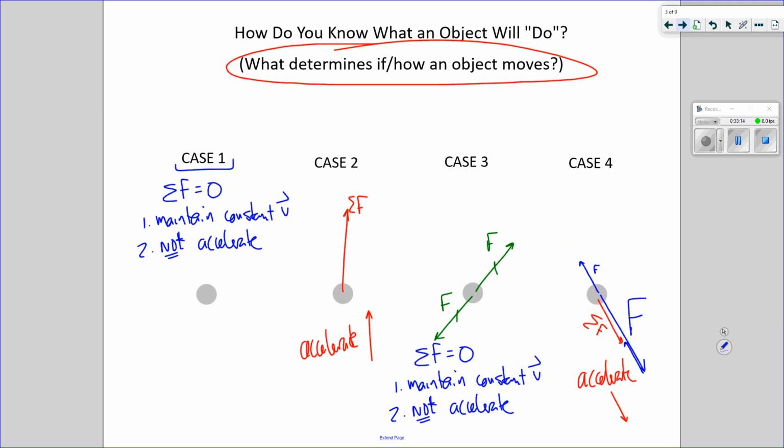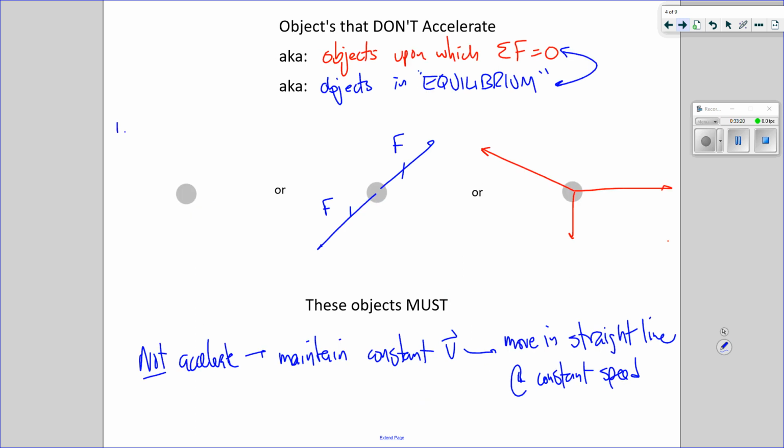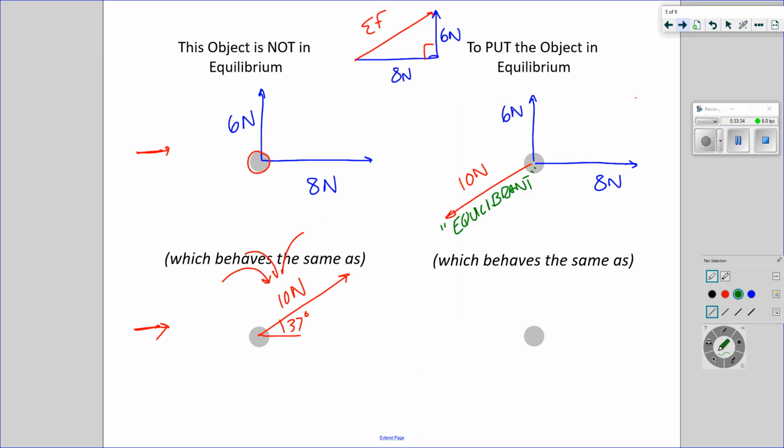We looked at a few different cases of what net forces can look like and what their results are. We looked at a few different cases where net force is zero, and we defined this term equilibrium to mean net force acting on an object is zero. And here's what has to happen. We talked a little bit about a couple cases about how to put things in equilibrium if they're not in equilibrium, and what net force really sort of means and how you can construct it.